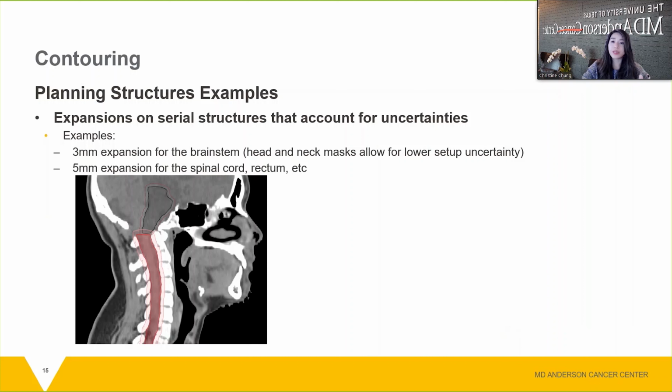So everyone does planning structures differently, but I will give some examples of some that I like to use. It's important to create enough expansions on serial organs in order to mitigate any uncertainties in the calculations to accurately prevent patient harm. And these can be dependent on the institution. However, we do tend to use 3 millimeters for expansions on cases that use a mask and 5 millimeters for expansions that do not. So even in this patient that's all in the head and neck mask, we use 5 millimeters for the spinal cord, and we use 3 millimeters for the brainstem.